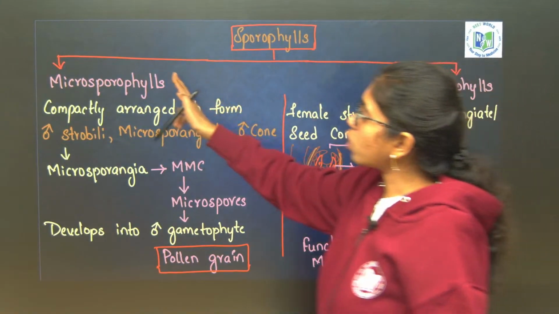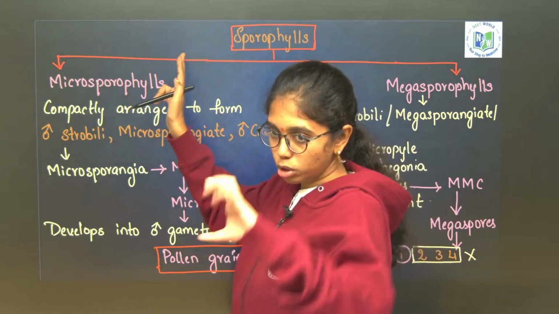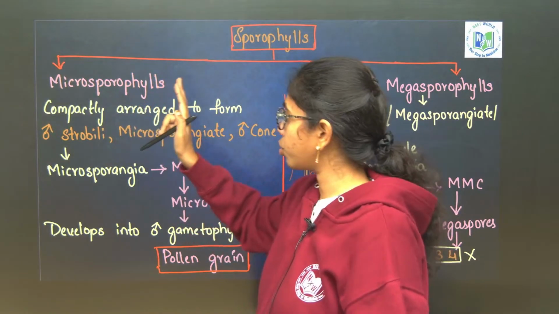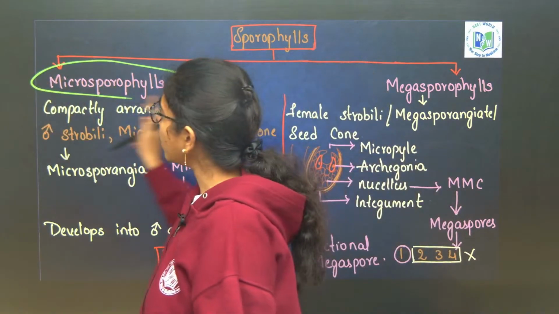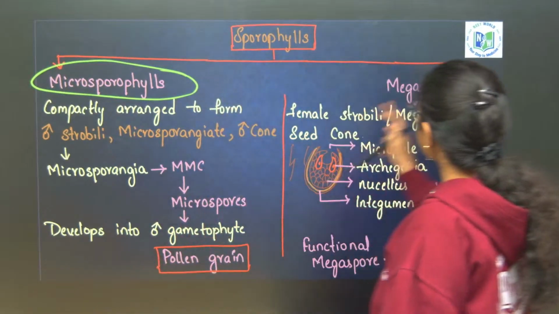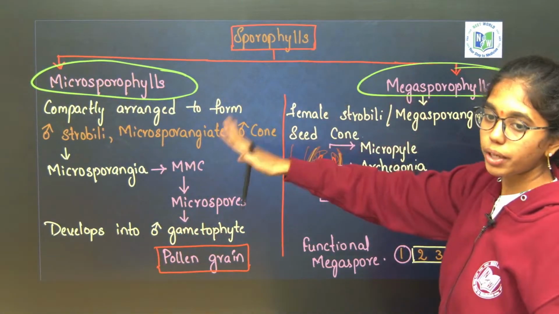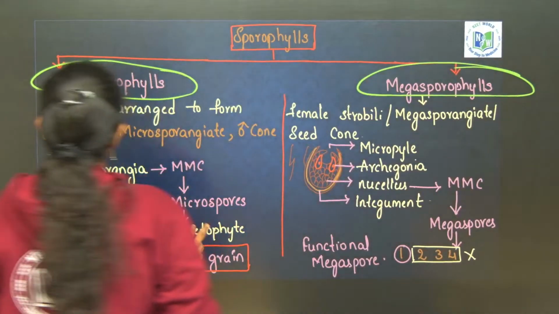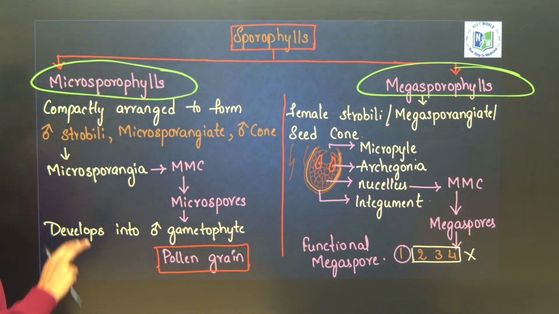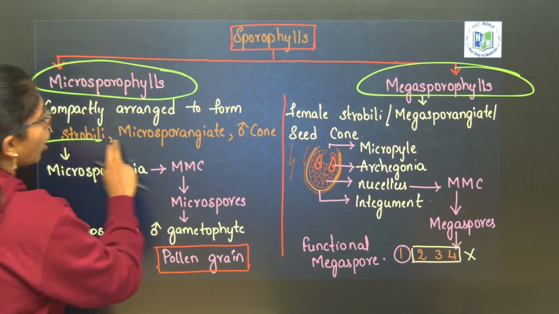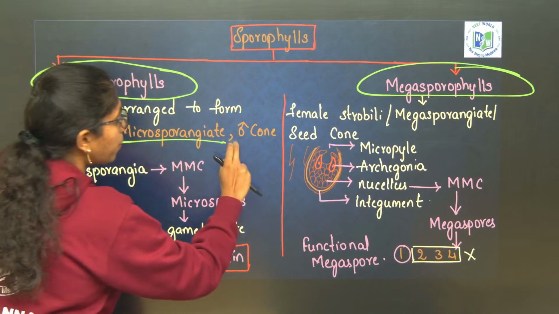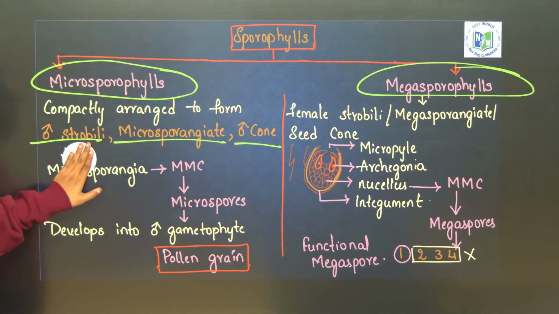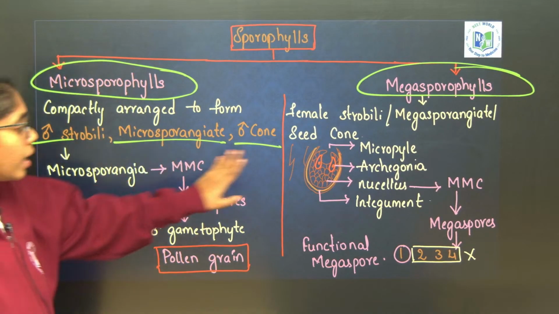If microspores are present on those leaf structures which are spirally arranged over the axis, it is called as what? Microsporophylls and megasporophylls. Two different types of structures are observed. Microsporophylls, if you can see, they are compactly arranged to form what? Male strobili or microsporangiate or male cone.